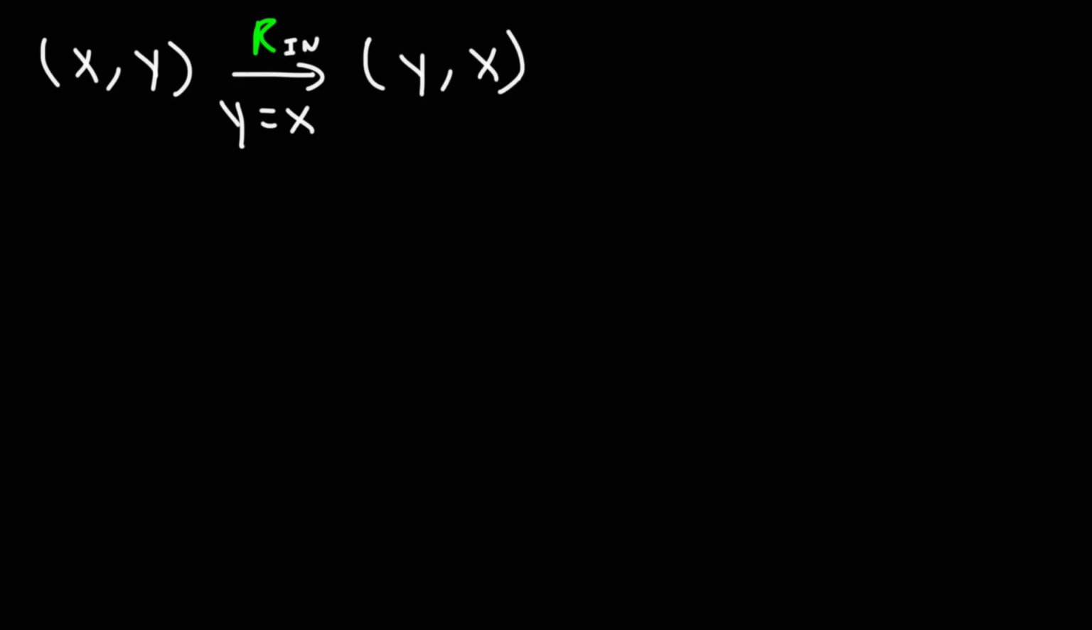Now, let's say we have the same ordered pair, x comma y, but this time we're going to reflect it across the line y equals x. This will give us the inverse function, and the new coordinates will be y comma x. So what we're doing here is we're switching the x and y values.